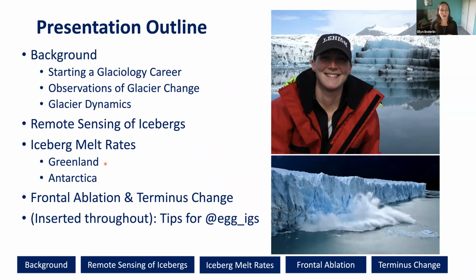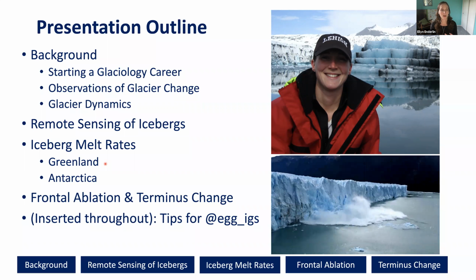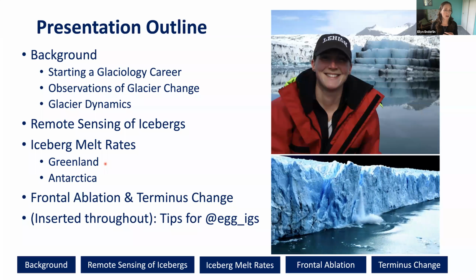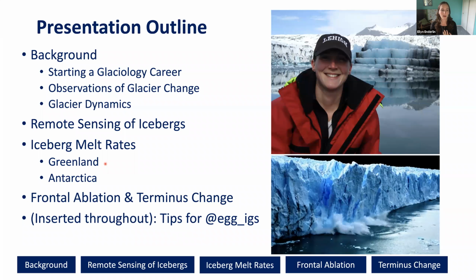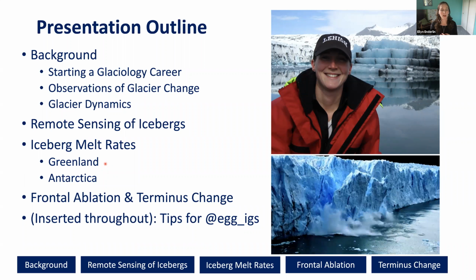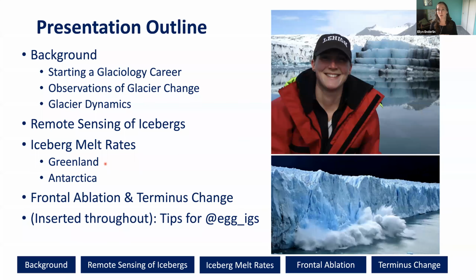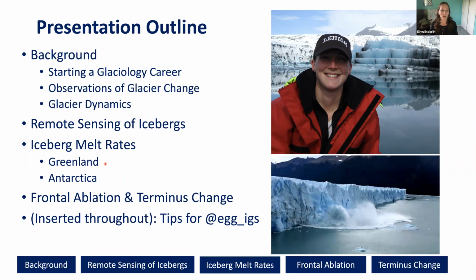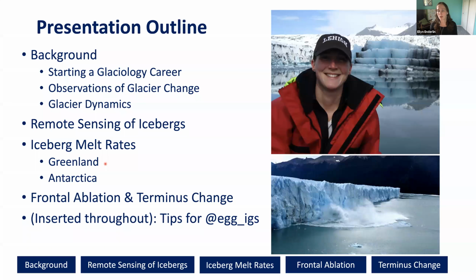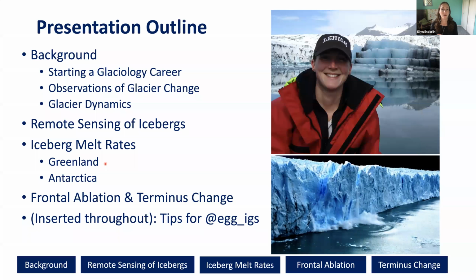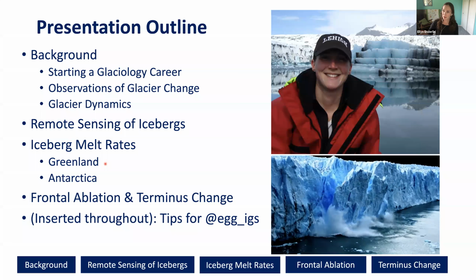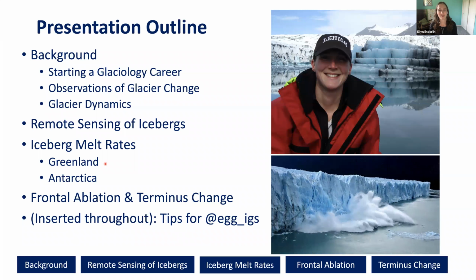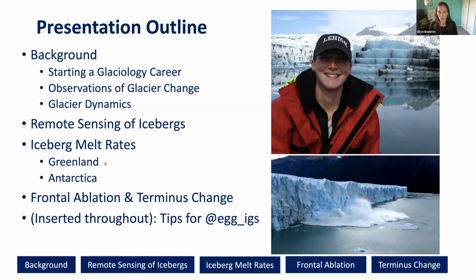So I'll talk a little bit about myself before I talk about the background on the work that my group has been doing. And then I'll talk about remote sensing of icebergs and iceberg melt rates. And then that'll transition into talking about frontal ablation more broadly, and also terminus change. And I have tips here for early career scientists inserted throughout, since I guess I am just in the mid-career stage of early career. I figured that some of these tips might be helpful to some other people.